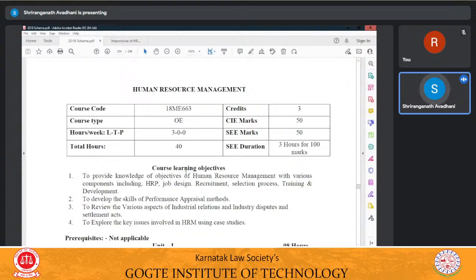But the human resource, why it is so important, is that the human resource uses all these physical resources and transforms them into the final product. So managing the human resource is a very, very important task of every industry.